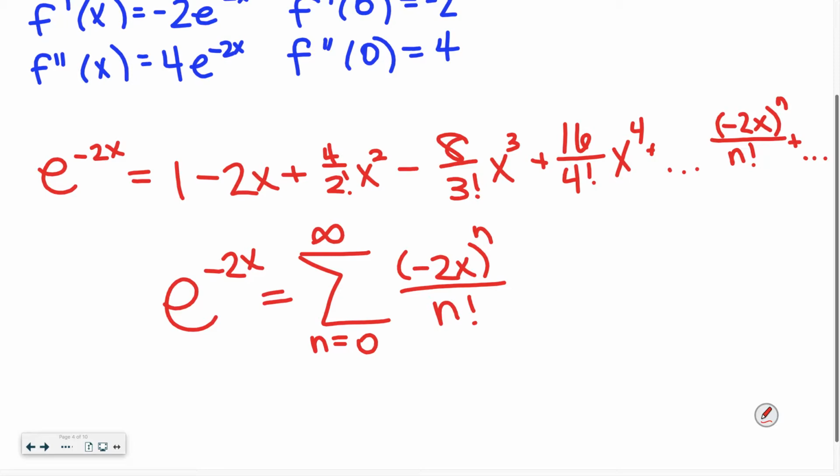We're just writing functions as series. Yes. I'm going to skip that example.